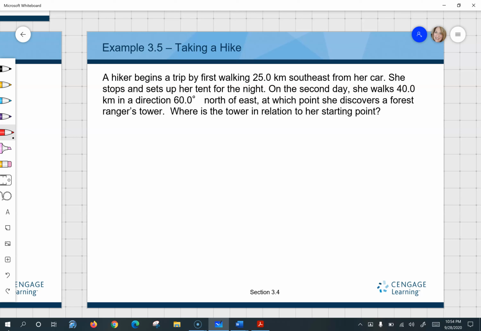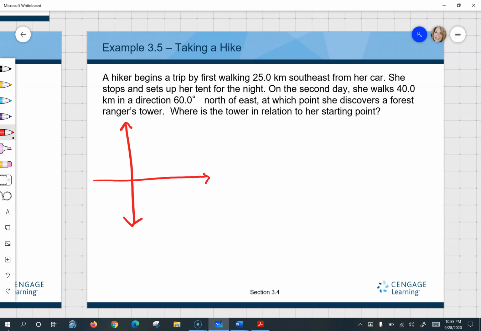So we have a hiker. She begins a trip by first walking 25 kilometers southeast from her car. She stops and sets up her tent. Then on the second day, she walks 40 kilometers in a direction 60 degrees north of east. At that point she discovers the forest brings her power. She wants to know where that power is in relation to her starting point. Always a good idea to start out with a diagram.